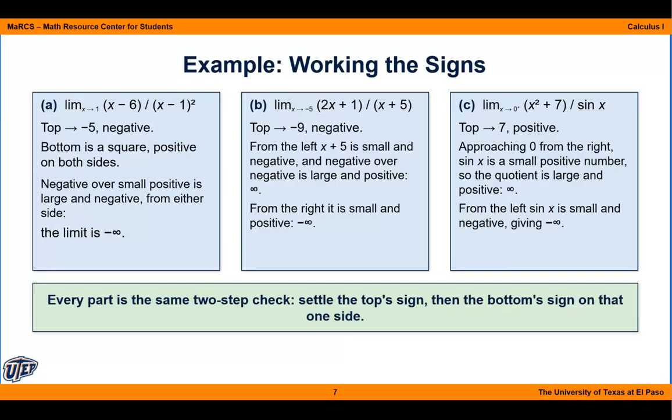Now let's apply the same sign analysis to 3 examples. In part A, the numerator approaches negative 5, while the square denominator remains positive on both sides. Opposite signs give negative infinity, so the two-sided limit is negative infinity.